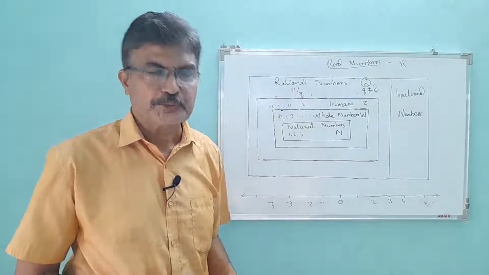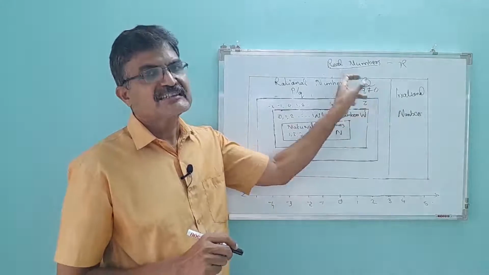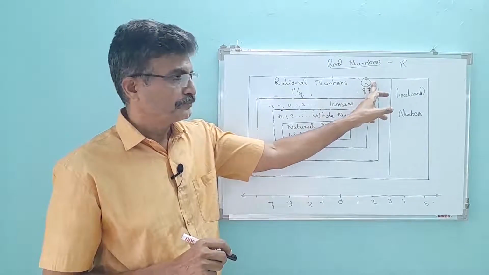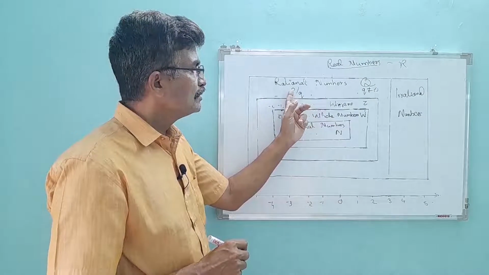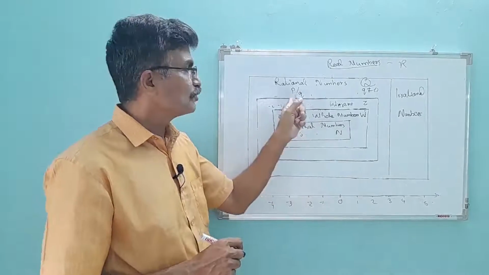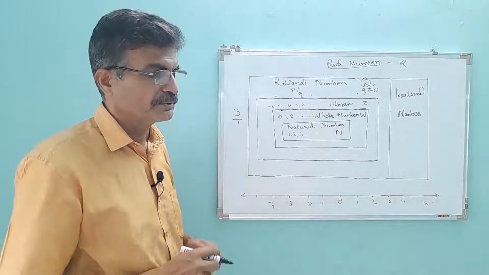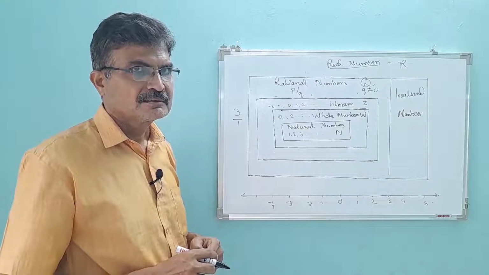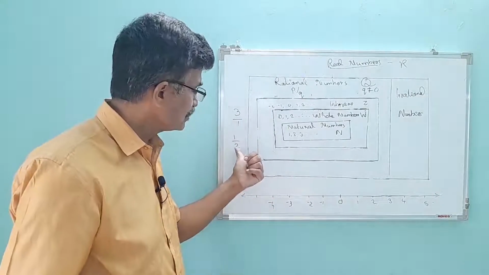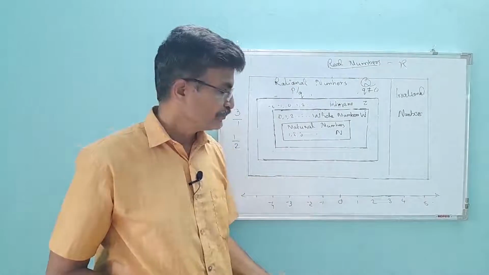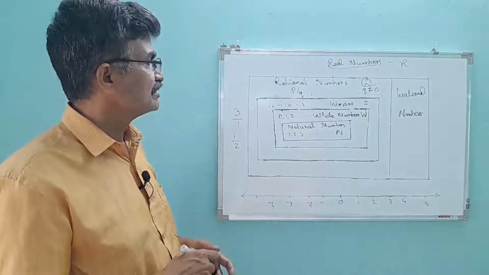Rational numbers are numbers of the form p by q, where p and q are integers and q is not equal to 0. It is represented by the letter Q. We can easily represent numbers 1, 2, 3, 4, etc. in the form p by q. For example, 3 is written as 3 by 1. It's a rational number. 1 by 2 is also a rational number. We can represent 1 by 2 on the number line also. 1 by 2 will come between 0 and 1. We have already studied this in earlier classes.